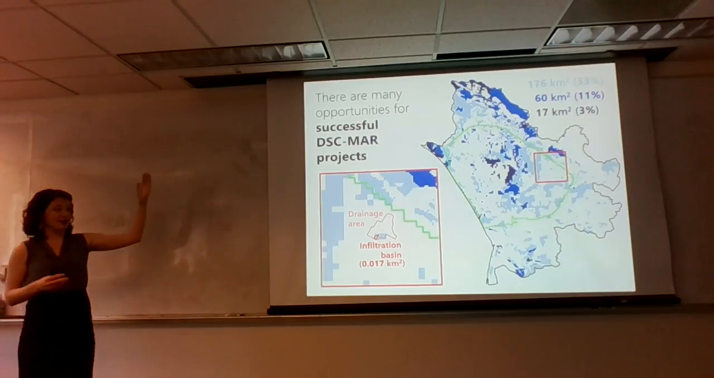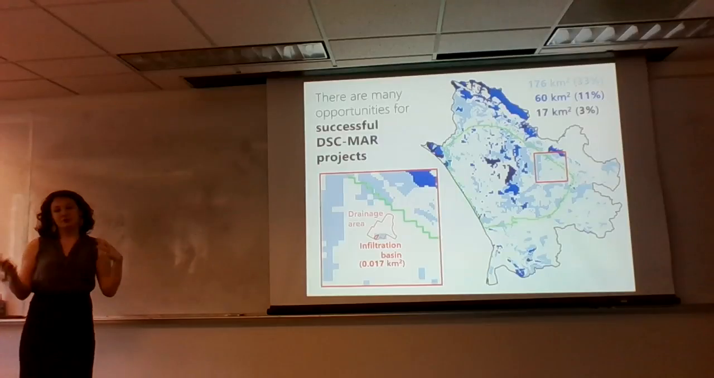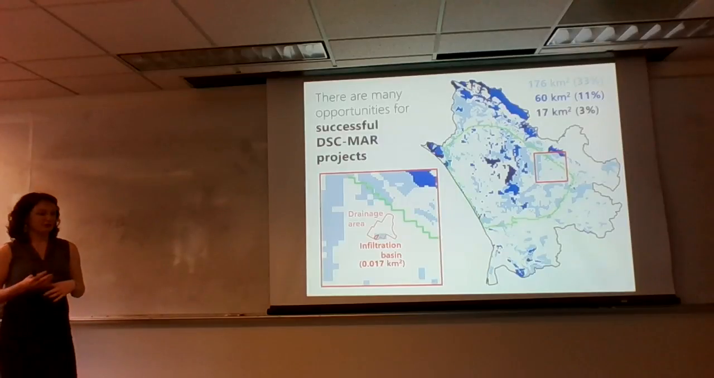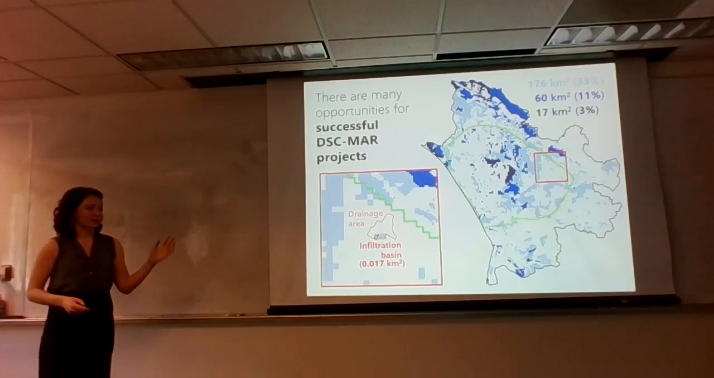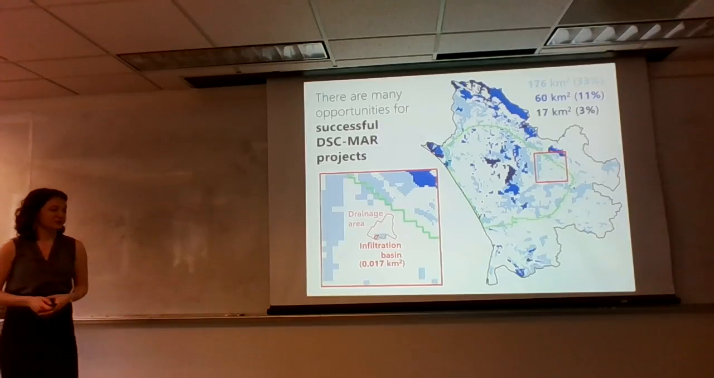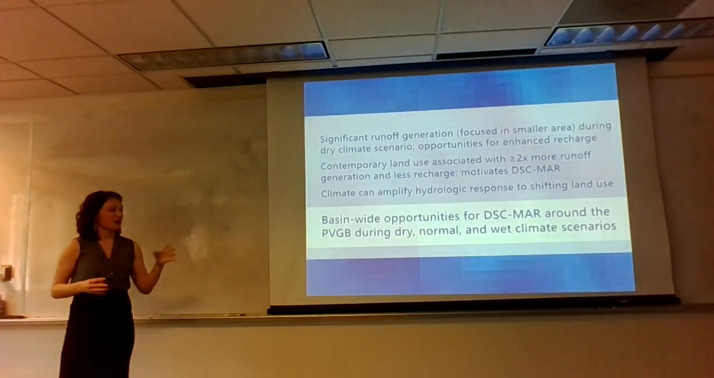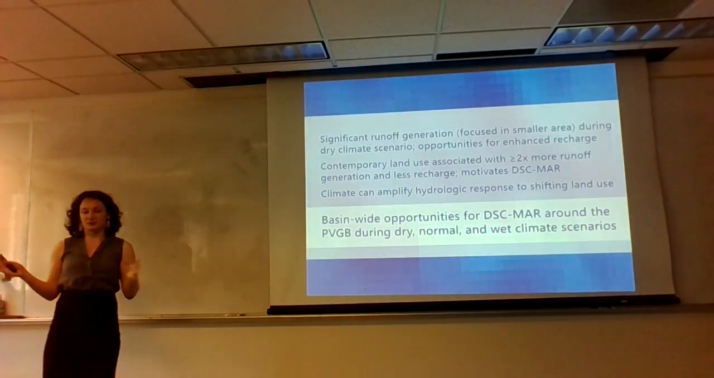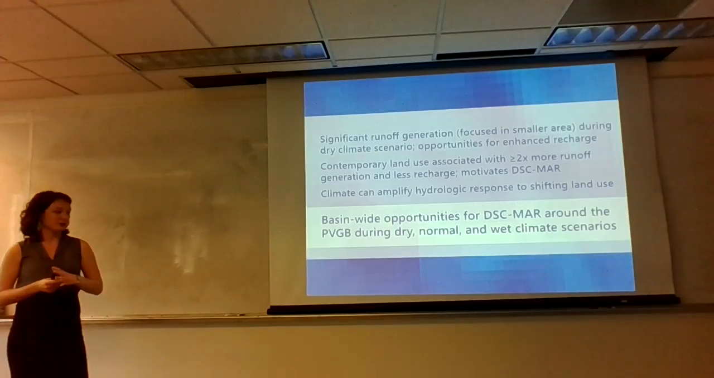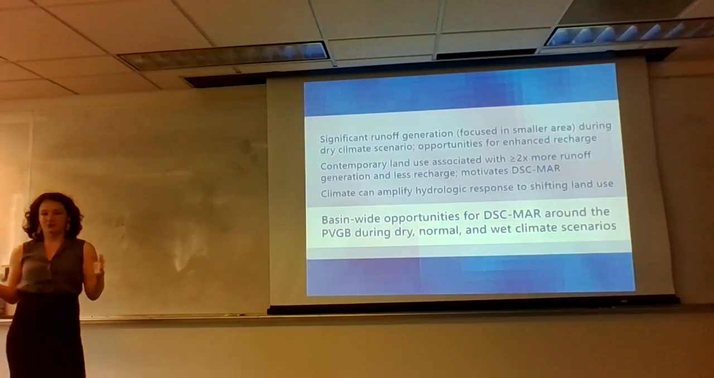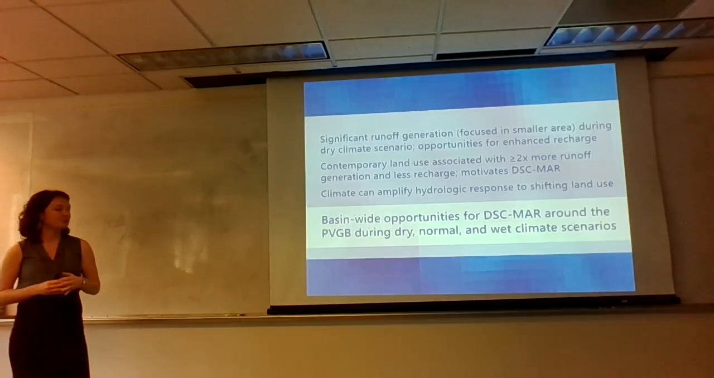It also means that the areas I've delineated here could be further screened for other considerations like land ownership, ecological factors, and other relevant considerations. So ultimately, our model results show that there are basin-wide opportunities for distributed stormwater collection to improve groundwater supply around the Pajaro Valley during the 3 climate scenarios I tested.